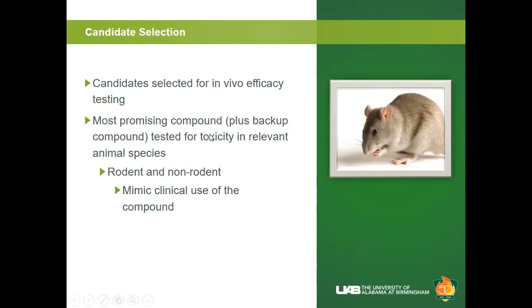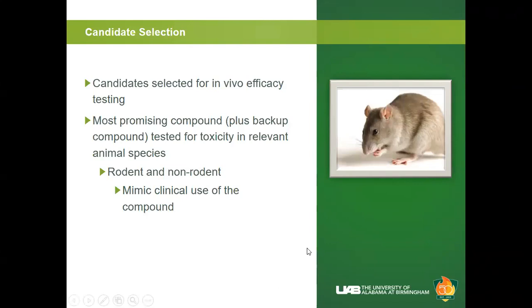You always need to test those for toxicity. FDA requires it. So you need to test them in as relevant animal species as possible. And you always need to test them in a rodent and a non-rodent. Rodents are usually mouse or rat. For non-rodents, usually dog or monkey. It needs to mimic the clinical use of the compound.